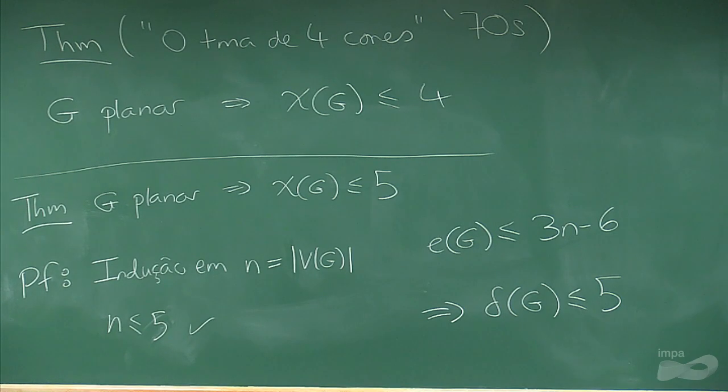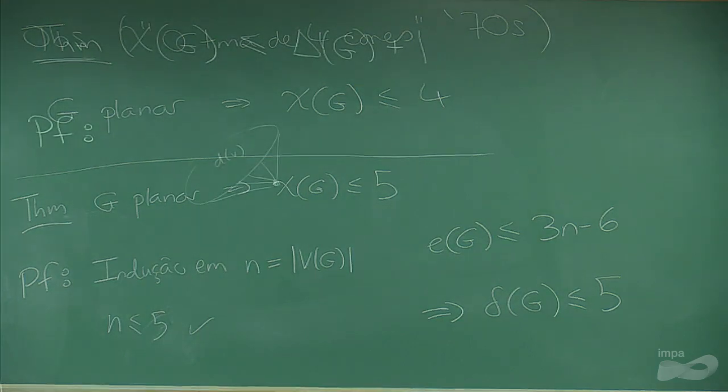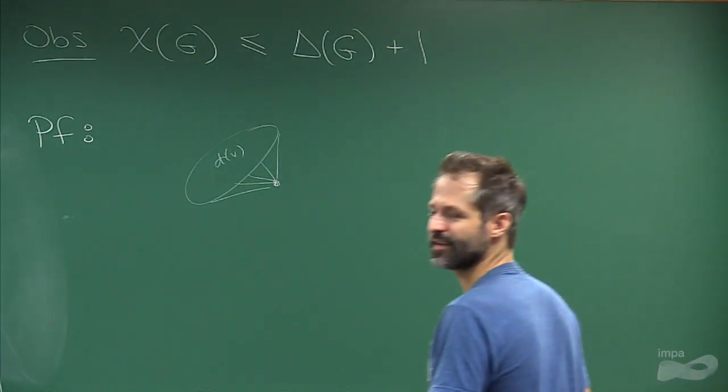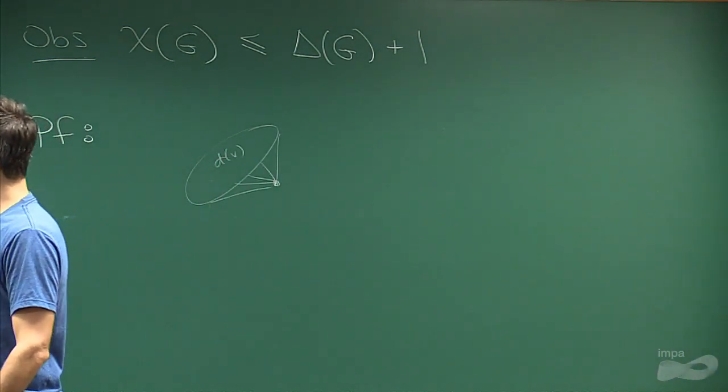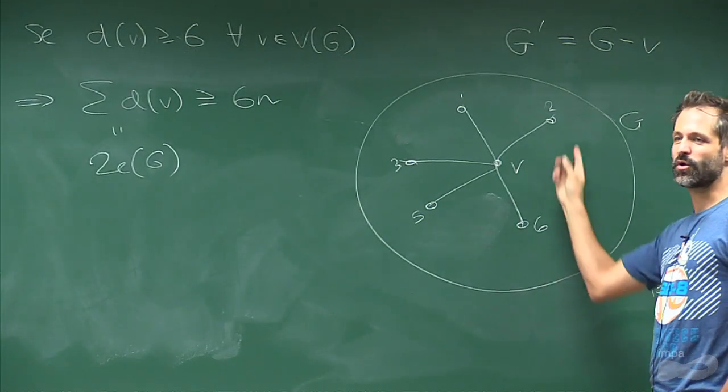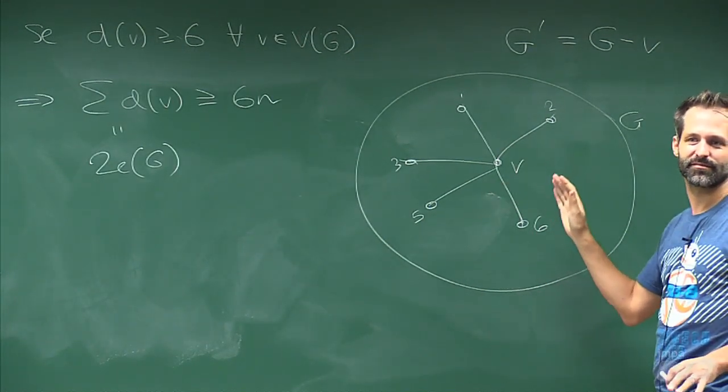When are you done? When are you happy? Or when are you not happy? Yeah, exactly. You're happy unless V has degree exactly 5 and the coloring of G prime gives all the neighbors different colors. Right? If they only used 4 colors, you'd have one left.